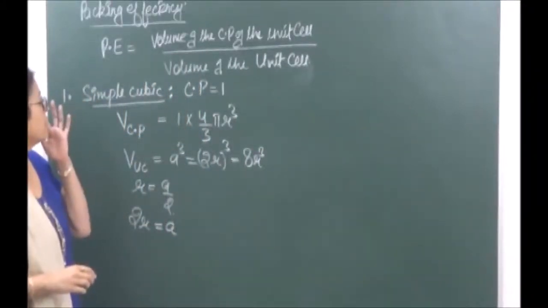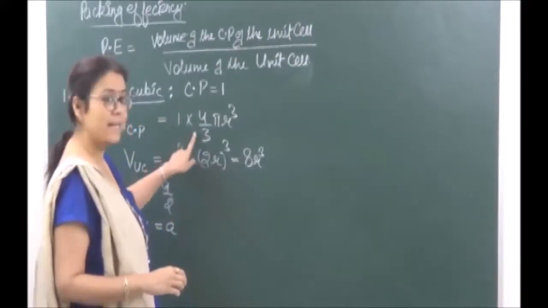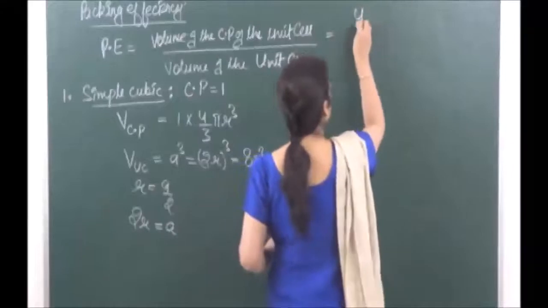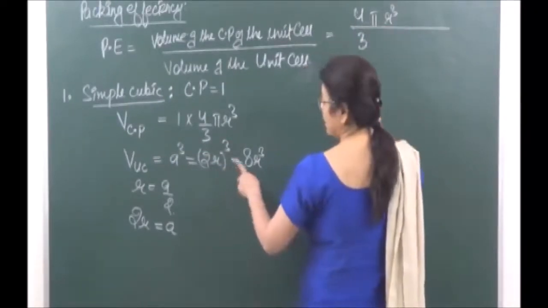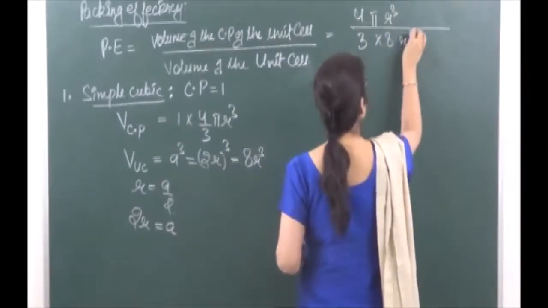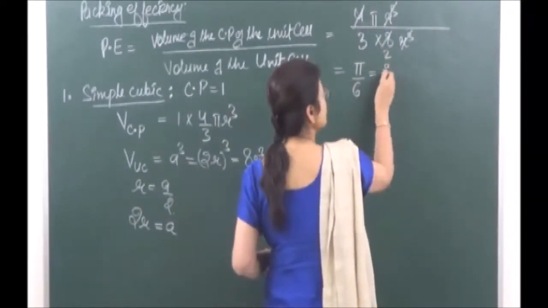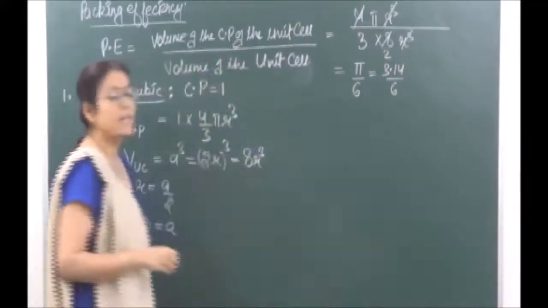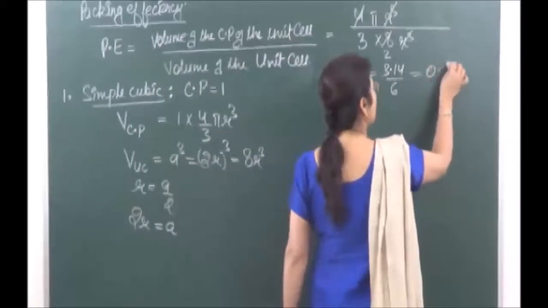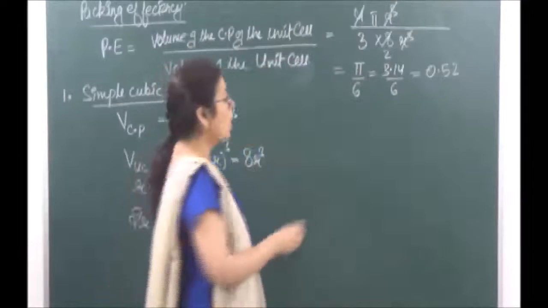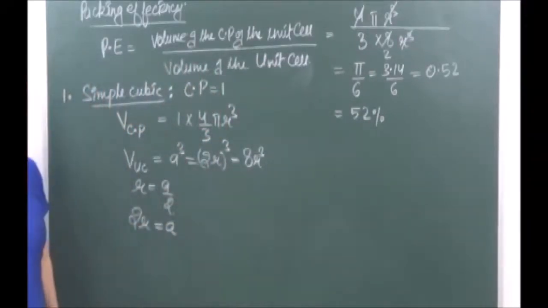Right? So let's put in the formula. We have packing efficiency, volume of the constituent particles of the unit cell. Constituent particle की volume कितनी आ रही है? 4/3 pi r cube और इसकी कितनी आ रही है? So the fraction is coming as pi/6, which is equal to, pi is equal to 3.14, 3.14 divided by 6, और this is the packing fraction, or 52% of the spaces in simple cubic are occupied.